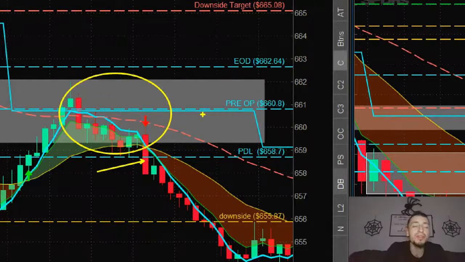Context is everything. It's our job each and every single day to understand the context of the market. This doesn't mean you need to understand everything. Just the context. How do we understand the context?